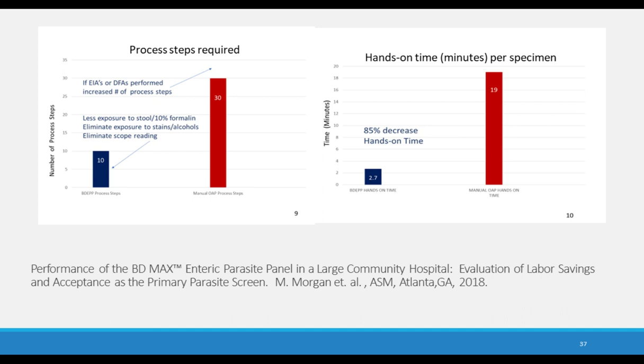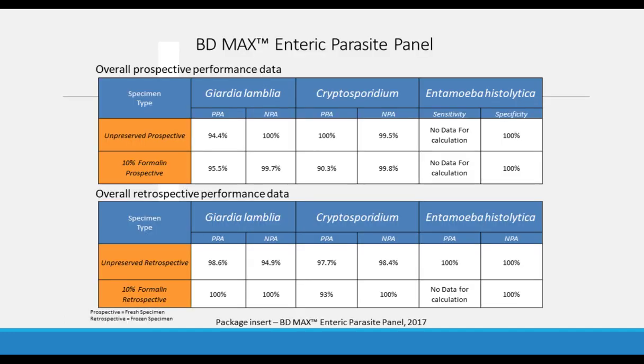And hands-on time is over to the right-hand side. You can see the hands-on time in minutes per specimen. You have only about 2.7 minutes for a MAX panel versus 19 minutes per specimen for a manual parasitology exam. So there's an 85% decrease in hands-on time once you move to molecular parasitology. The performance is quite good in both unpreserved and formalin-preserved specimens, so I don't think that you'll have to worry about the risk of falling off in sensitivity from moving to an enteric parasite panel.